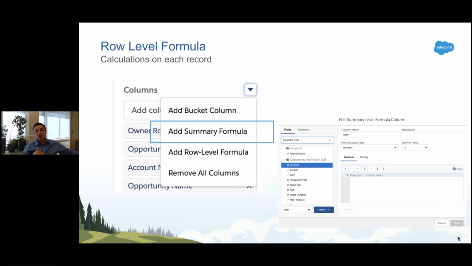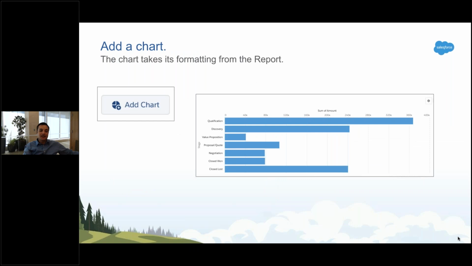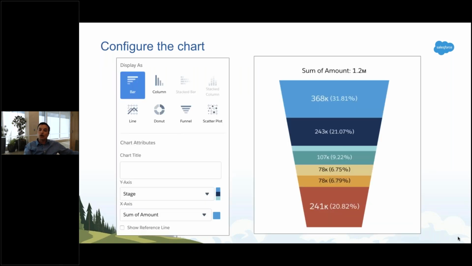10% more, 10% less. Or what was our close rate? So if you want to do math on a lot of these summaries, you're probably looking at something called a summary formula. Also, you can add charts to reports, and that's really just easy. It looks at whatever groupings you've put in the report, looks at whatever fields you summarize in the report, and then lets you just add charts to it.